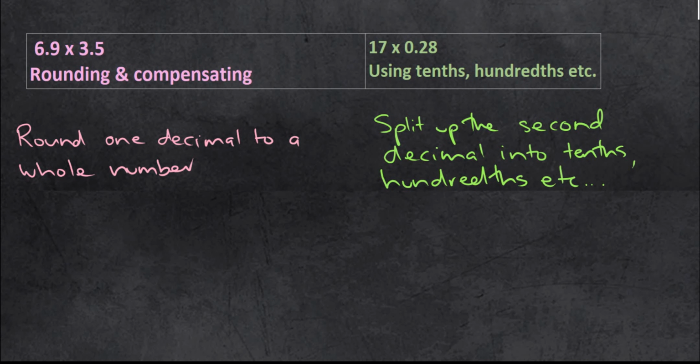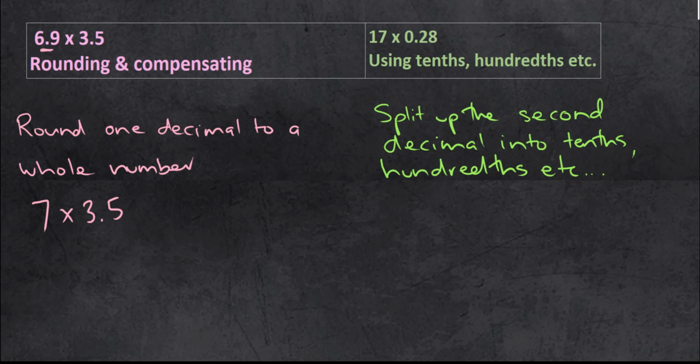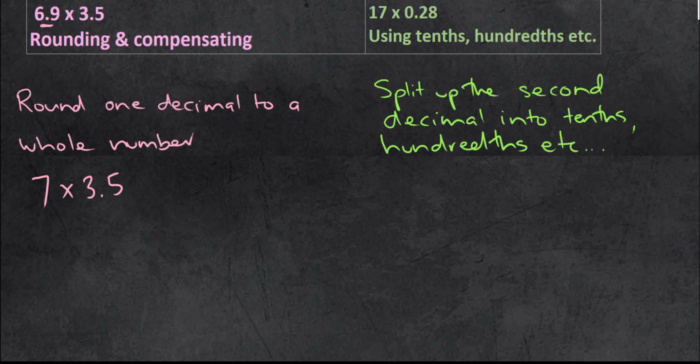So this third one is called rounding and compensating, and we do that where we can see that one of the decimals is close to a whole number. So that's 6.9, which is really close to 7. So if I multiply 7 by 3.5, I'm going to compensate because I'm raising 6.9 to 7, so I need to subtract 0.1 times 3.5. So that's the compensating part. Okay, so 7 times 3.5.